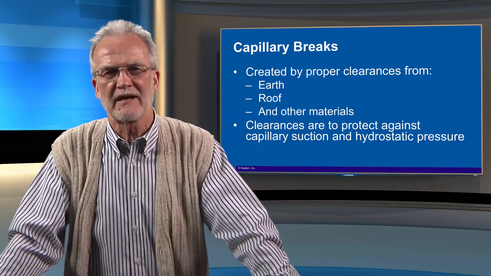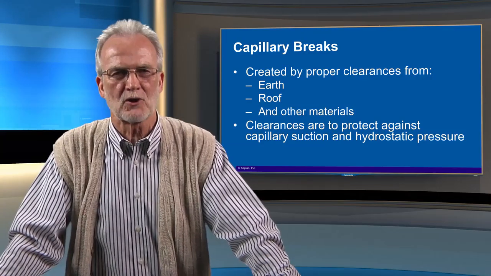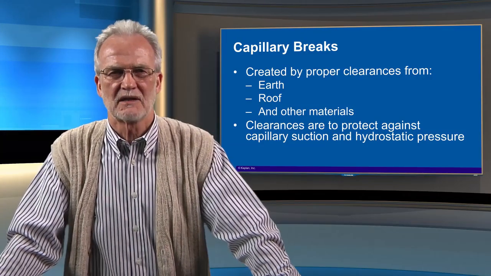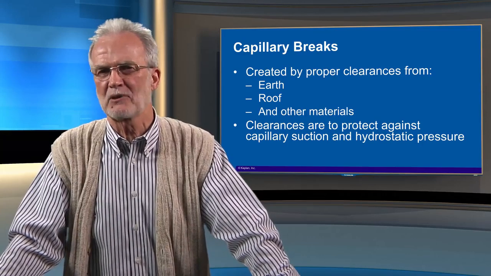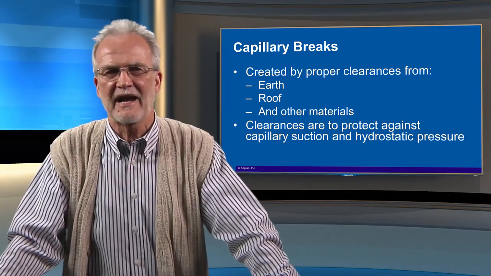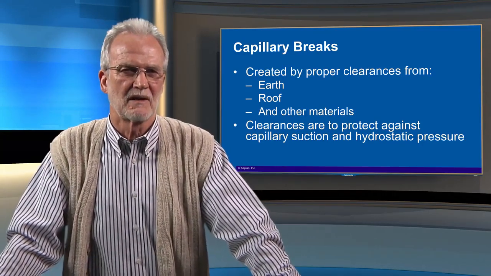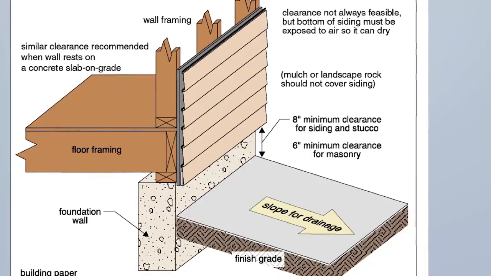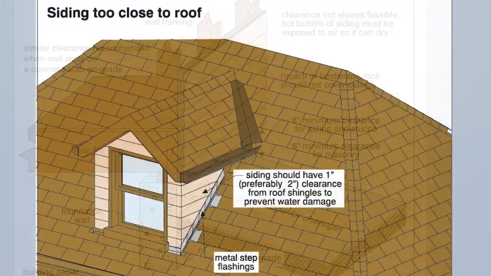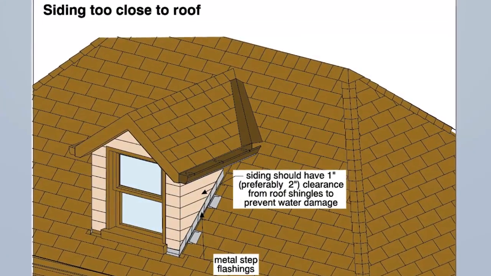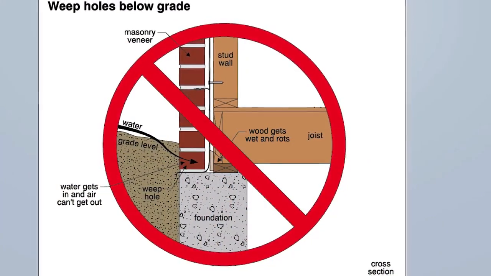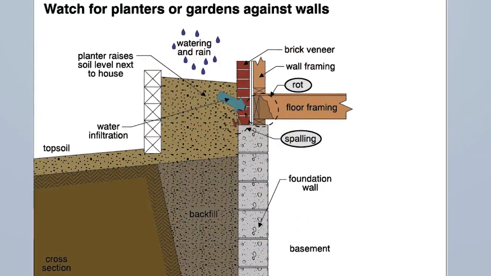Capillary breaks are created by proper clearances from earth, roof, and other materials. Clearances are to protect against capillary suction and hydrostatic pressure. Common examples of clearances are grading, roof shingles, buried weep holes, and built-up planter boxes.